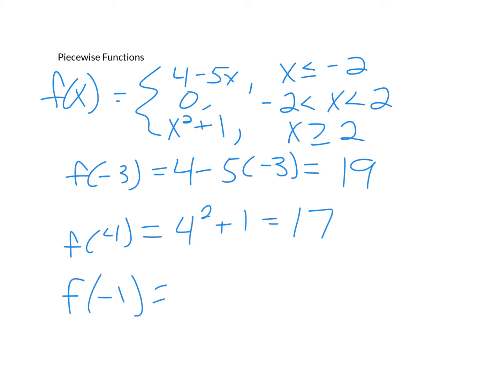Negative 1 squared. Negative 1 falls where? We're not squaring it because we're using this one right here. We're between negative 2 and 2. So your output's just going to be 0. Straight up 0.